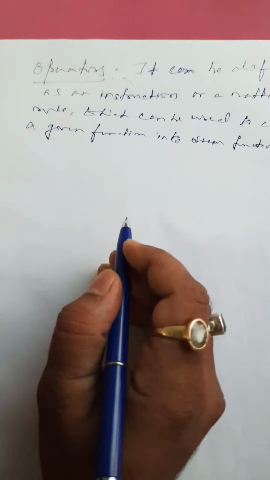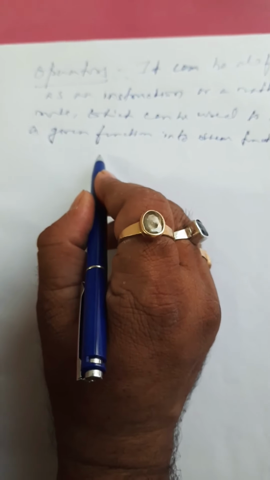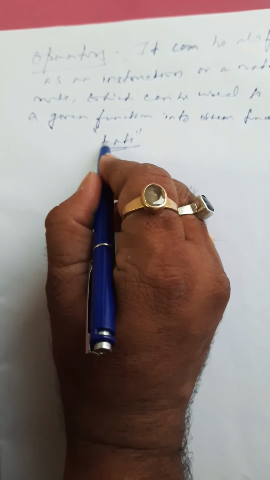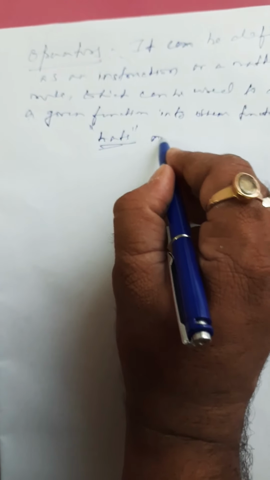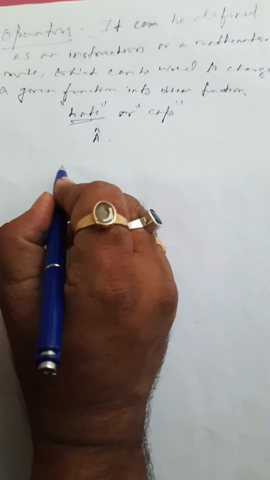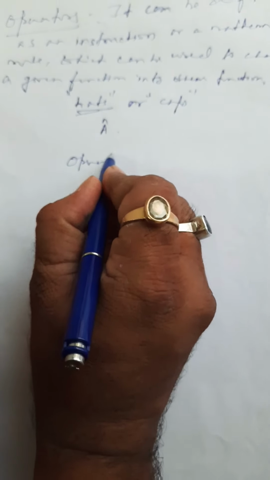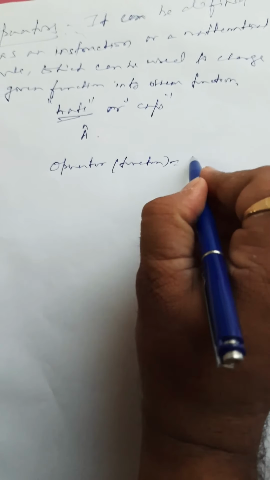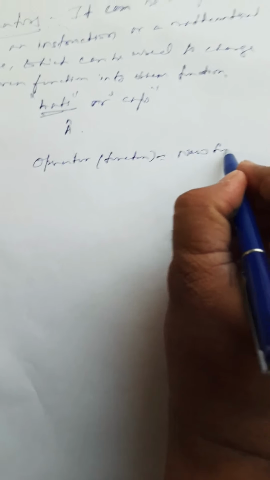An operator is designated by hats or caps, you can say. For example, it can be represented as A with a cap. So basically what we have understood about an operator is that any operator operating on a certain function will give you a new function.